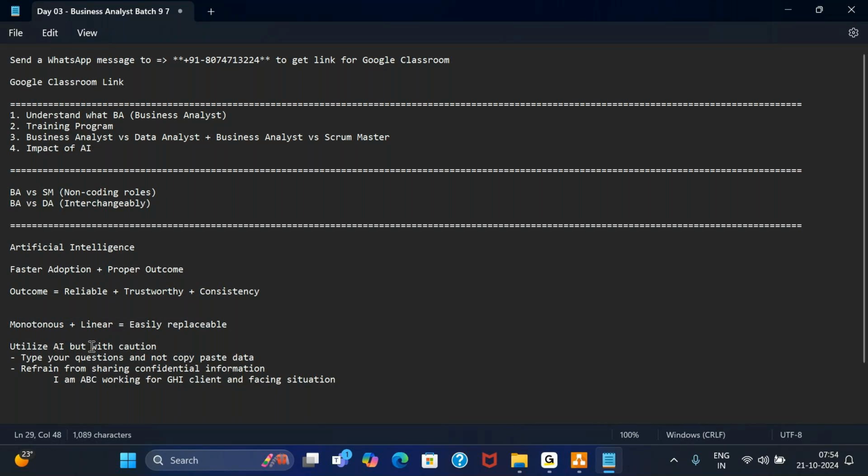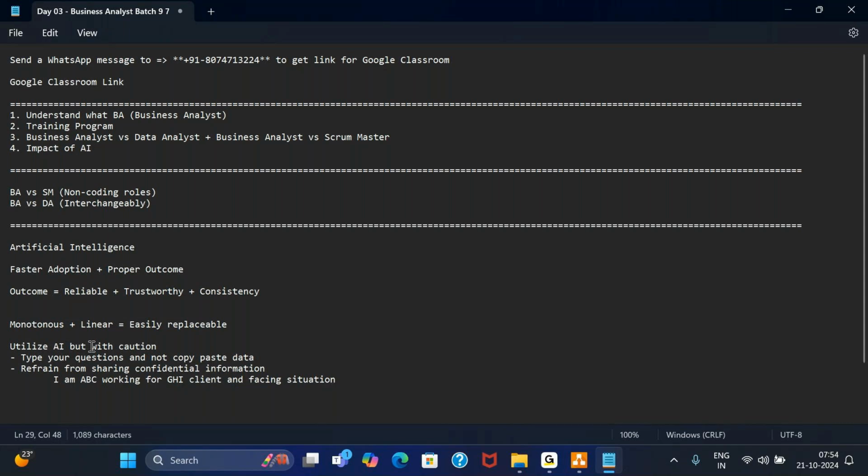When we are typing in something, we will always be conscious about what words we are typing. So utilize AI. It is definitely going to improve your productivity. It is definitely going to help you do your job more efficiently, but with caution.